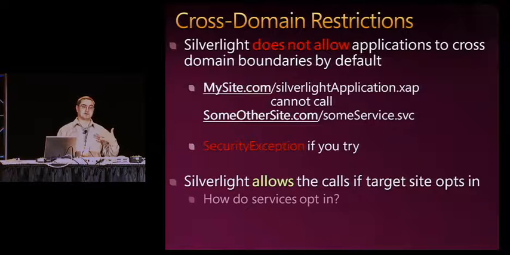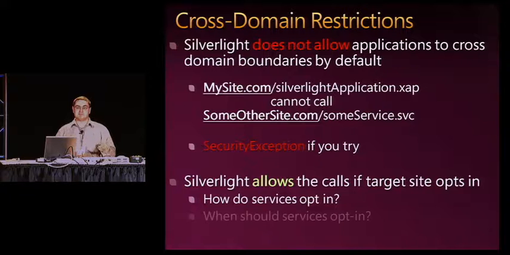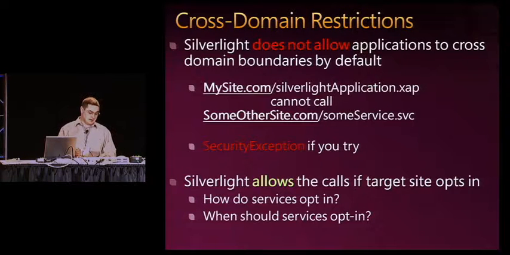So we'll go through a couple of things. First of all, how do services opt in? And secondly, if you're creating a service, when should you actually opt in to being callable in a cross-domain way? The answer to the first question is that services opt in by publishing what's called the cross-domain policy file at the root of the domain.